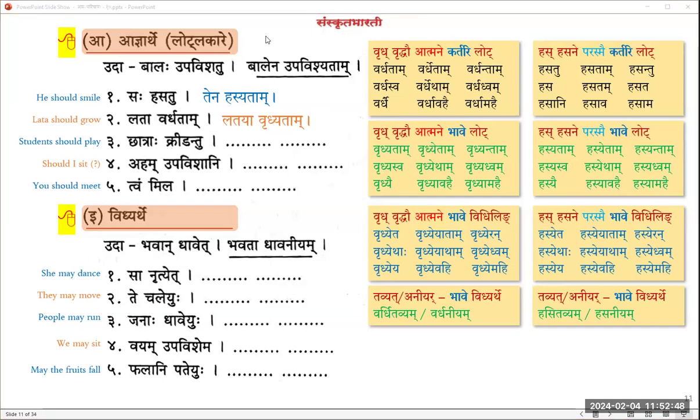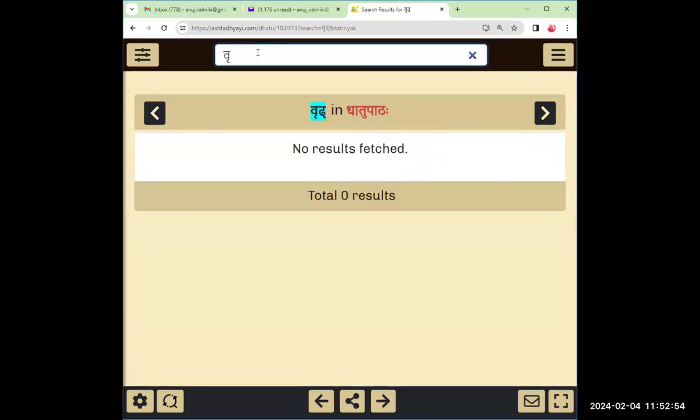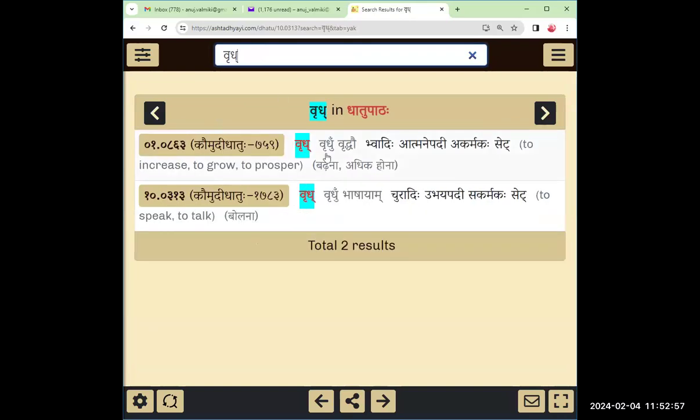Okay. See, this is what I am seeing. So if I go to Vriddh, sorry, not Vriddh, Vriddh, there are two dhatus. This is the dhatu we normally use. Vardhanam, growing, to increase, to grow, to prosper. Badhna, adhik hona. In this sense we don't use Vriddh dhatu in normal speech. It's a very deep dhatu, that one.